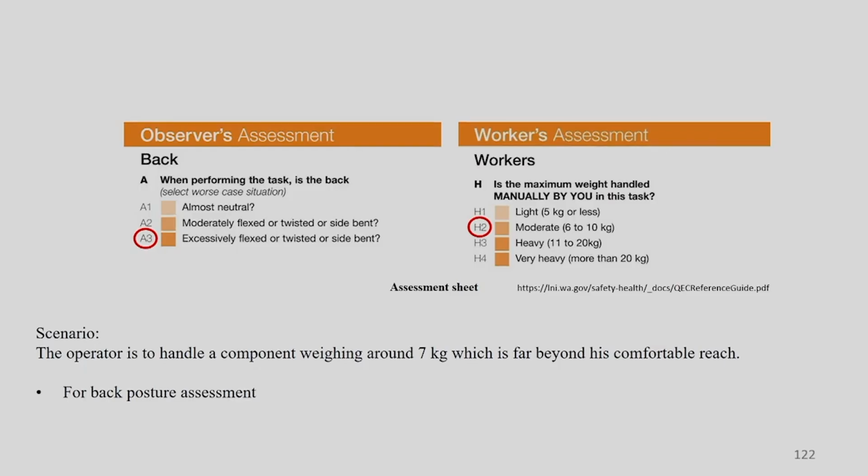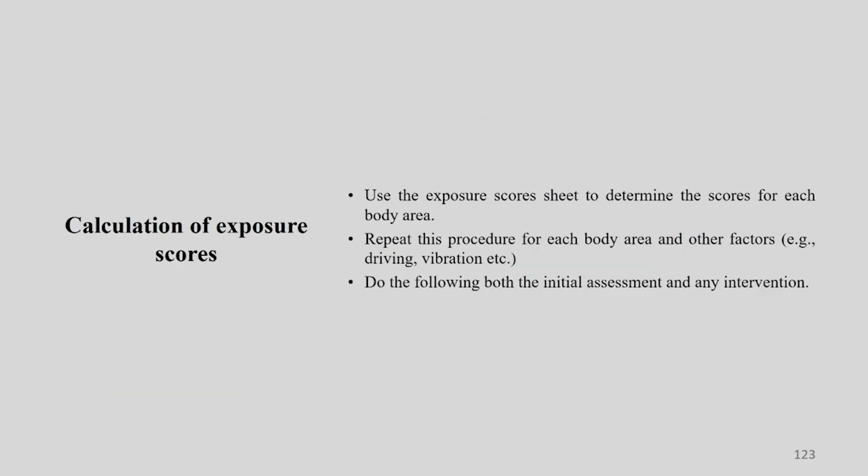Okay, so this is an example. In a particular scenario, the operator is to handle a component weighing 7 kg which is far beyond his comfortable reach. So for back posture, maybe here they have given A3, H2, slowly we are taking it, right? Something like that you will be doing, and maybe you can take it for the final result. I will give you the final observation result or observation sheet.